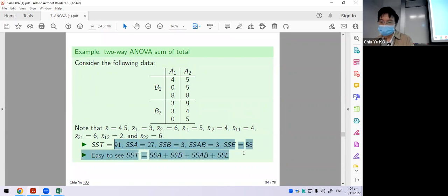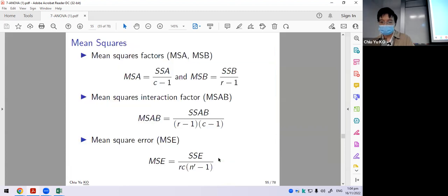So first thing we prove this. This slide is in your slide already. That one I just showed you how to do the calculation. So it turns out SST is equal to SSA plus SSB plus SSAB plus SSE. As I said, you actually compare the MSA and MSE, MSB and MSE, MSAB and MSE, which is defined in the next one.